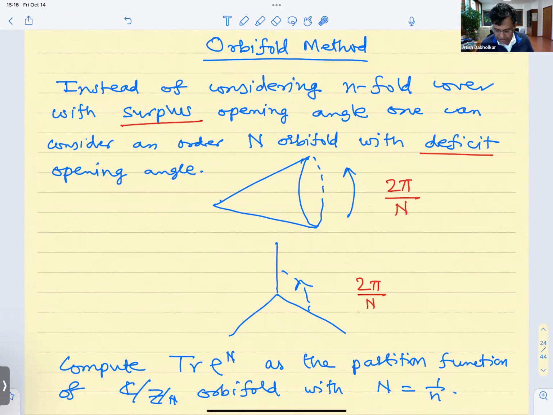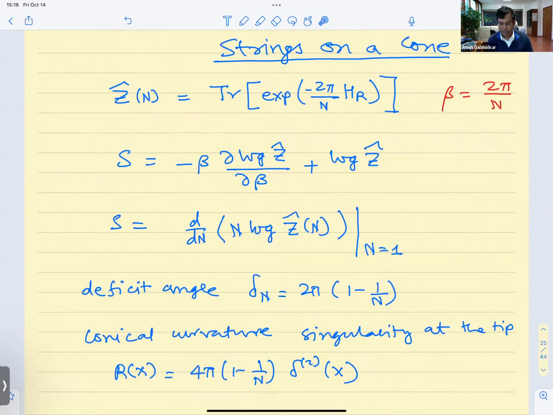And you want to compute trace rho to the power n, which you can think of as computing trace rho to the power 1 over n. So this leads to some C mod Zn orbifold of string theory. There are many advantages of considering this approach, because in string theory, there is no way you can make sense of this multiple cover of a plane. But fortunately, string theory offers a very nice, simple way of describing orbifold-like geometries. And the cone can be described as an orbifold.